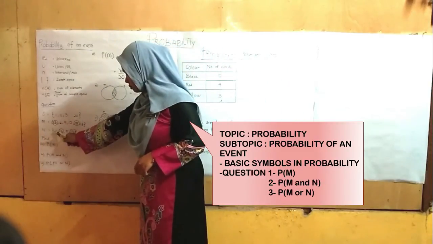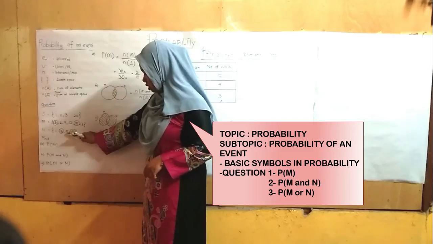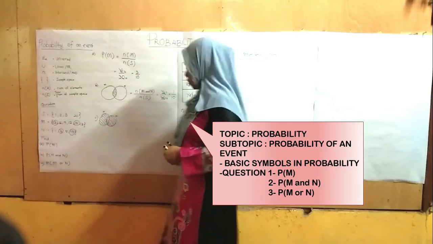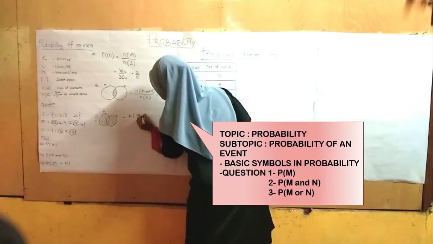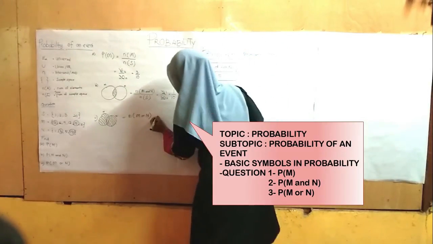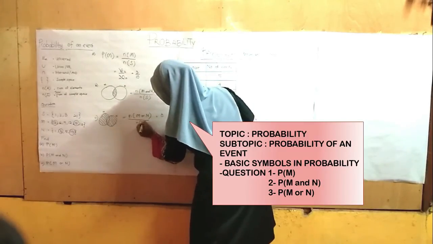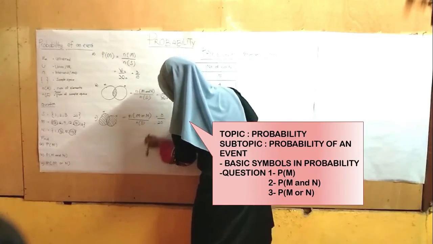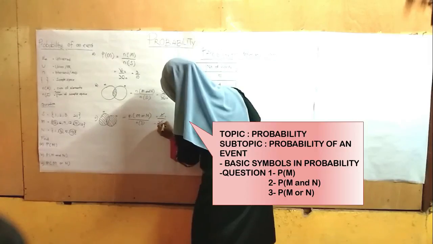1, 2, 3, 4, 5, 6, 7, and 8. So we can find that the number of elements in M or N, or M union N, is 8. Divide by the number of sample space, which is 20. We simplify it and we get 2 over 5.